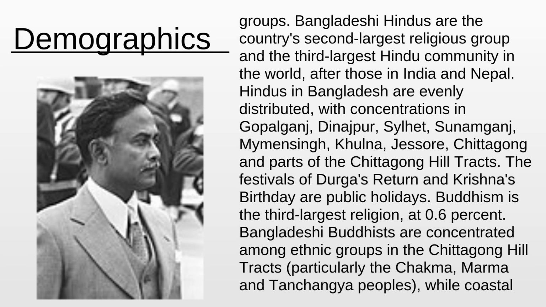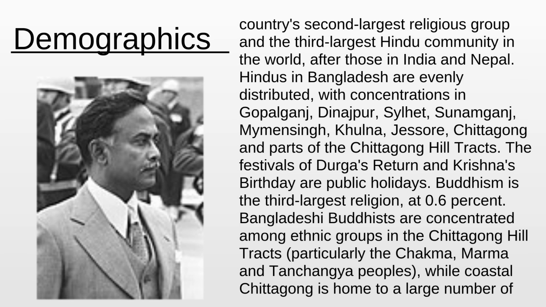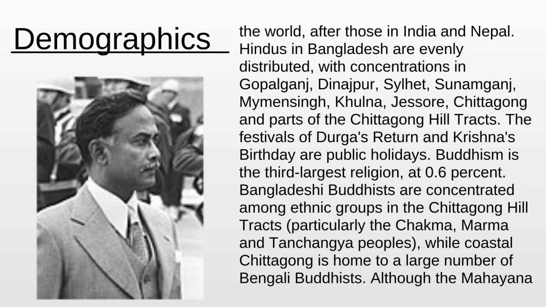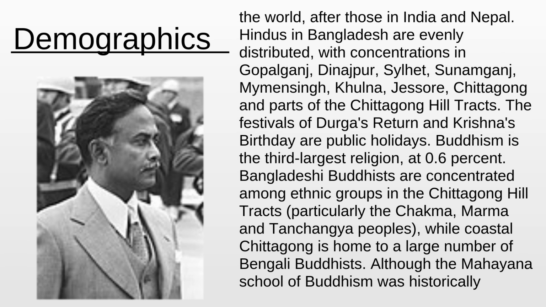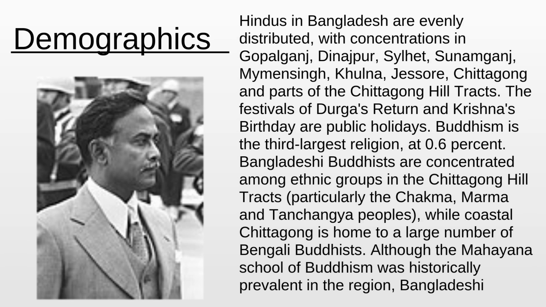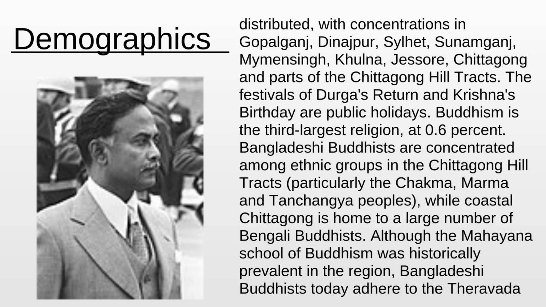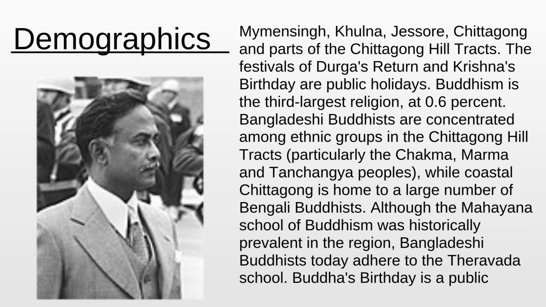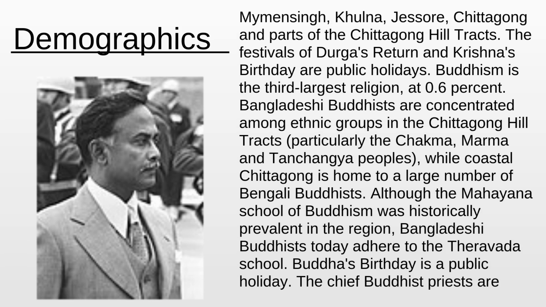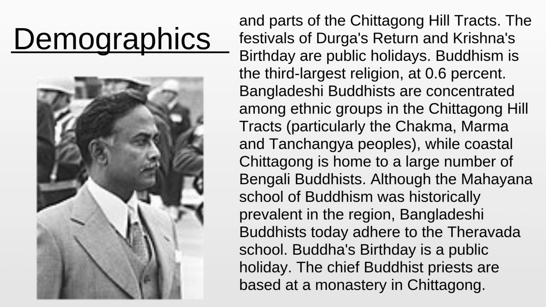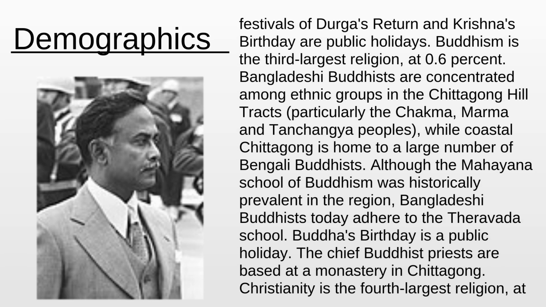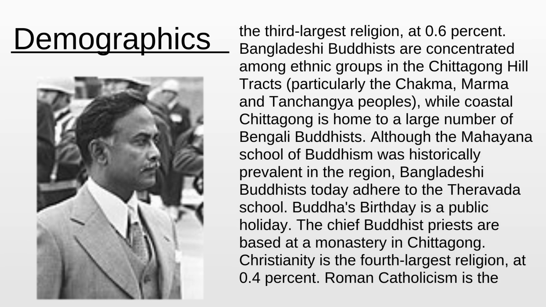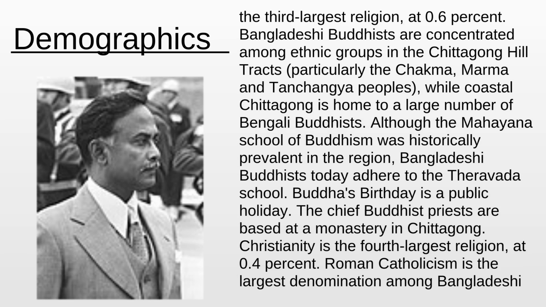Most are Bengali Hindus, and some are members of ethnic minority groups. Bangladeshi Hindus are the country's second largest religious group and the third largest Hindu community in the world, after those in India and Nepal. Hindus in Bangladesh are evenly distributed, with concentrations in Gopalganj, Dinajpur, Sylhet, Sunamganj, Mymensingh, Khulna, Jessore, Chittagong and parts of the Chittagong Hill Tracts. The festivals of Durga's return and Krishna's birthday are public holidays.